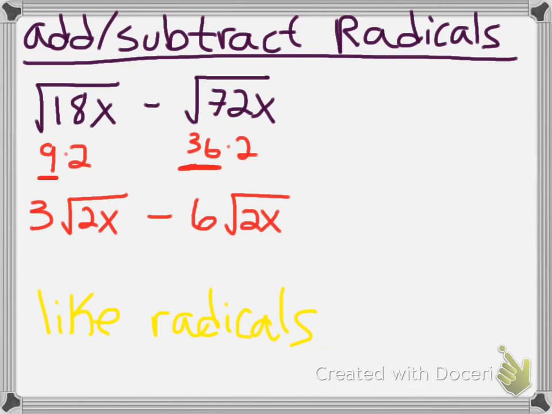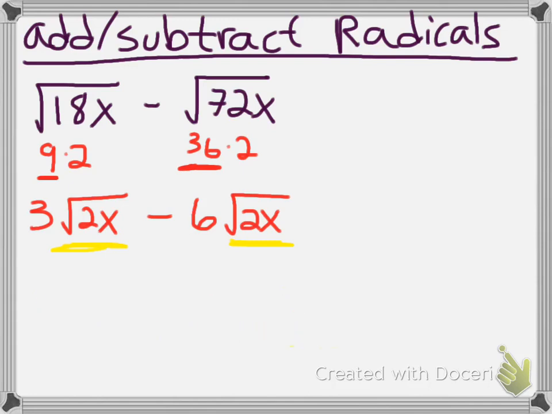Okay, and that's what we're going to do. Simplify each one separately, then look at it as a big picture. There was a minus in between, so I just dropped it down. Now, if you look at this as the big picture, are they like radicals? Do they both have the square root of 2x? Yeah. They both have an index of 2. They both have a 2x as the radicand. They are definitely like radicals.